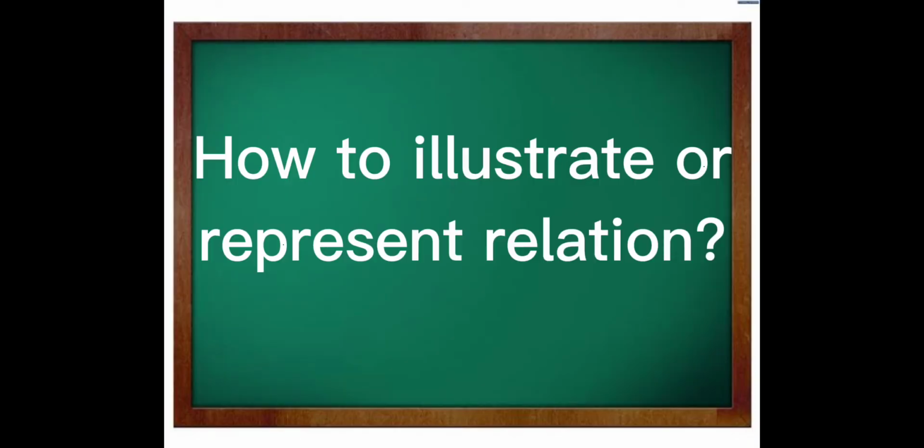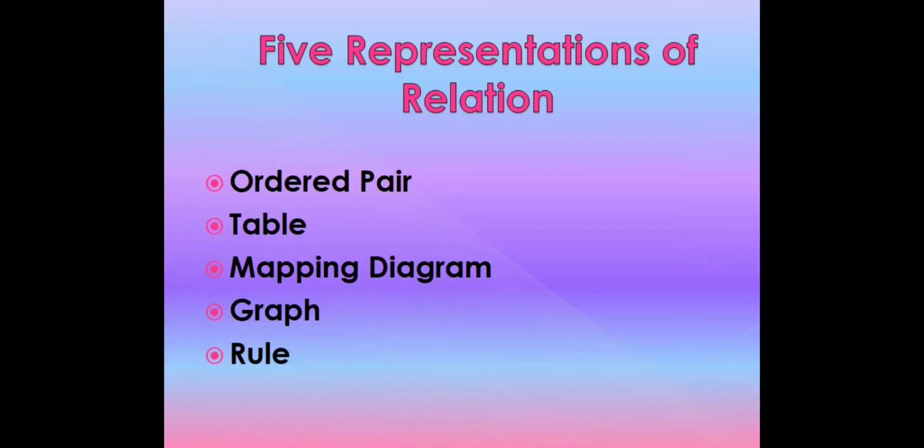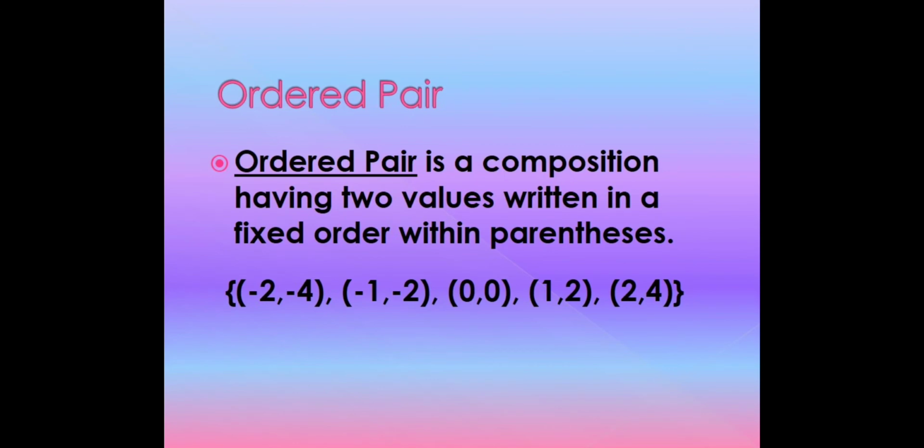How to illustrate or represent relation? There are 5 representations of relation, which are ordered pair, table, mapping diagram, graph, and rule. Let's start with the first one. Ordered pair. Ordered pair is a composition having 2 values written in a fixed order within parentheses. Here is an example. We have (-2, -4), (-1, -2), (0, 0), (1, 2), and (2, 4). So it is written under ordered pair.